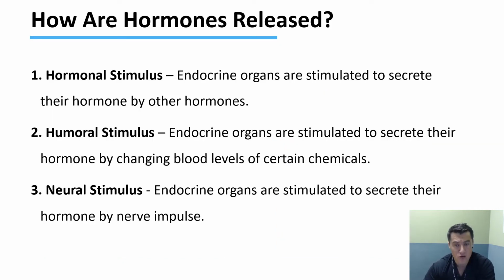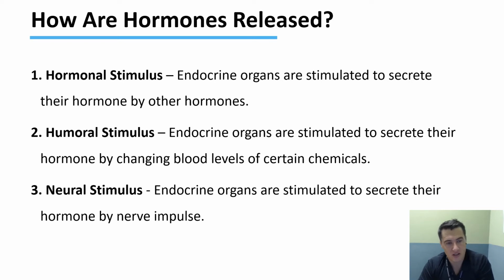How are these hormones released? So how is our body triggered to release these hormones? So we've got hormonal stimulus, where endocrine organs are stimulated to secrete their hormone by other hormones. This is called a cascade of hormones, where one organ will release a hormone, and the target organ for that hormone will be another endocrine gland to secrete more hormones, almost like a cascade or like a waterfall.